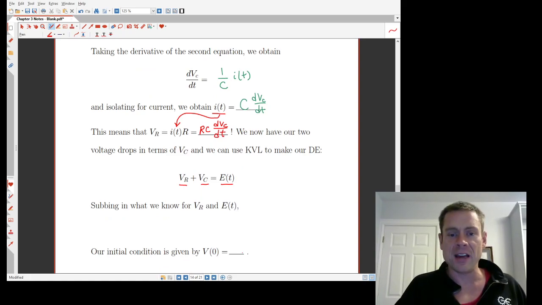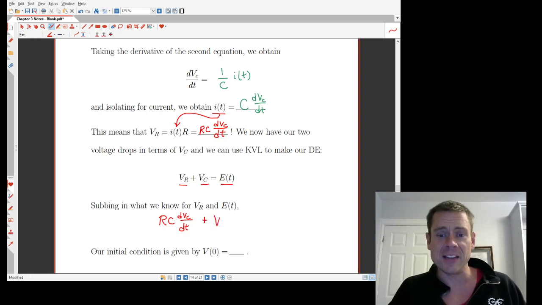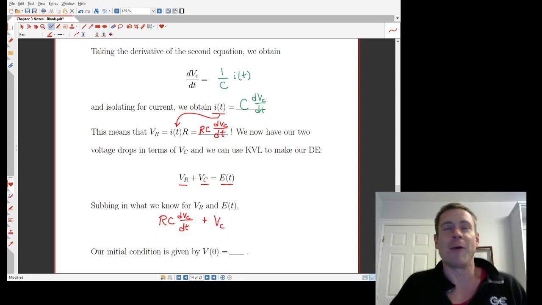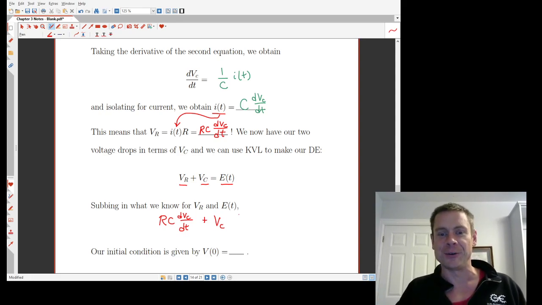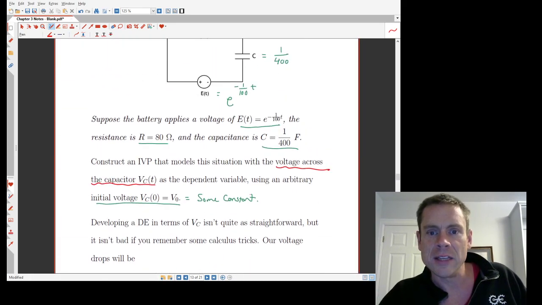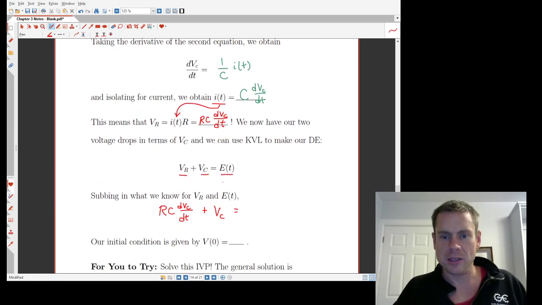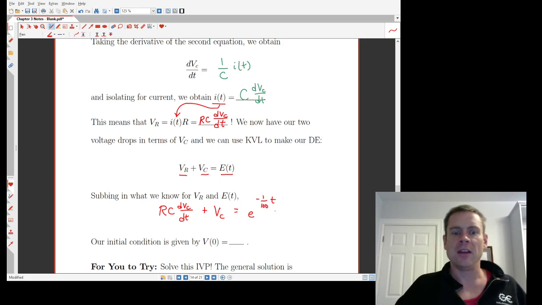So it looks like VR, we determined, was RC times that derivative of the voltage drop across the capacitor. VC is just VC, so that's great. I want a differential equation in terms of this, so I'm going to leave that alone. E of t was, oh gosh, what was it? It was some exponential. It was e to the minus 1 over 100t. So that's what we've got.